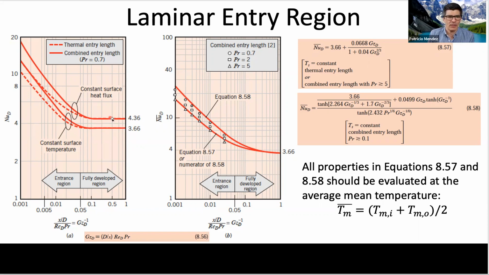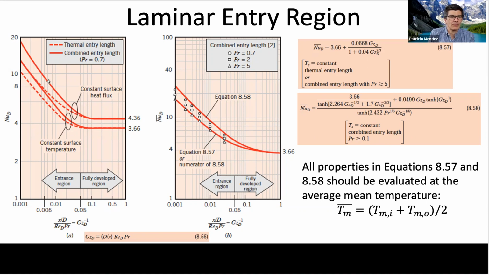Now, depending on the boundary condition, whether it's a tube with constant surface heat flux or constant surface temperature, it was a little bit more than 4 or a little bit less than 4. But it's more or less 4, as we already saw and we knew. And the fact that the Nusselt number goes up is something we also knew and expected. Now we have the numbers with which to calculate it. Now, what is the difference between the dashed line, the red line, and the solid line?